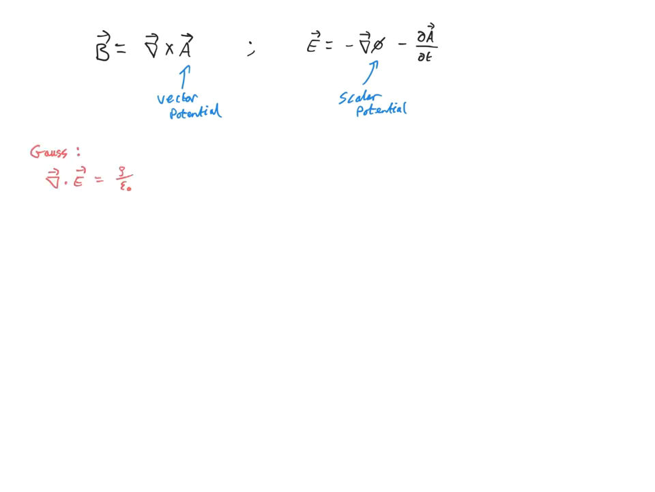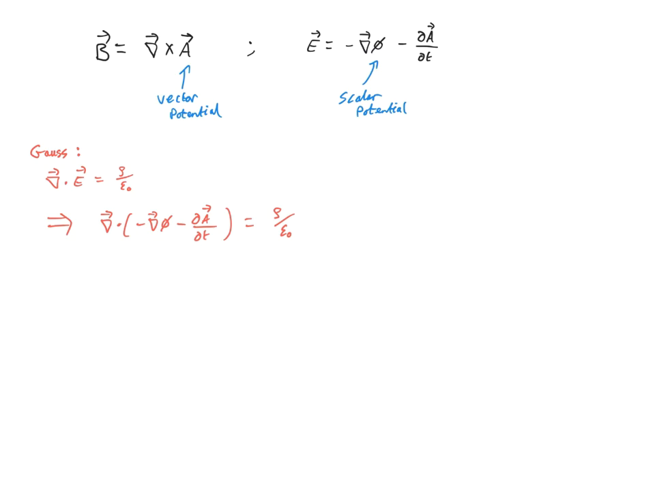Well, of course, we have Gauss's law that the divergence of the electric field is equal to the charge density divided by epsilon naught. So let's just substitute in our expression for the electric field in terms of the potentials into this equation. Then we get that the divergence of minus the gradient of the scalar potential minus the time derivative of the vector potential is equal to the charge density divided by epsilon naught.